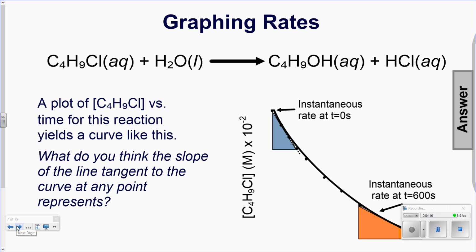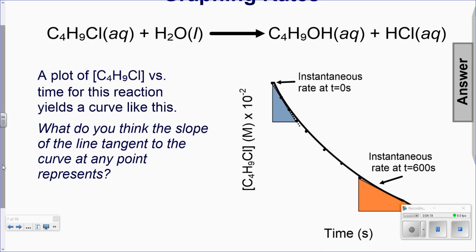So when we graph this, you notice the plot of the concentration of butyl chloride versus time for this reaction would look like this, as I just drew. Okay, so it's concentration in molarity versus time. Now, what do you think the slope of the tangent line to the curve at this point represents?